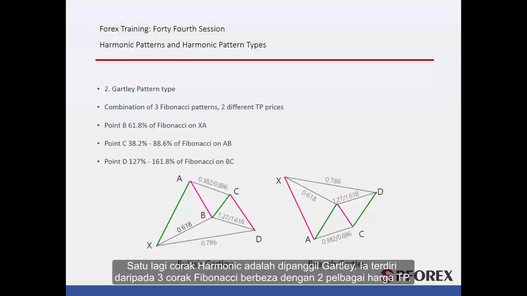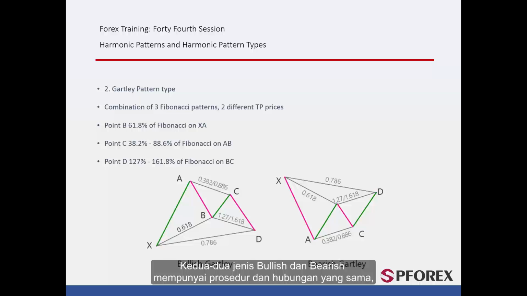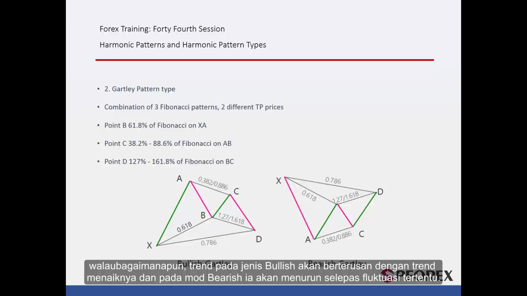Another harmonic pattern is called Gartley. It consists of 3 different Fibonacci patterns with 2 various TP prices. Both bullish and bearish types have the same procedure and relations. However, the trend on a bullish type will continue its upward trend, while on a bearish mode it will decline after certain fluctuations.